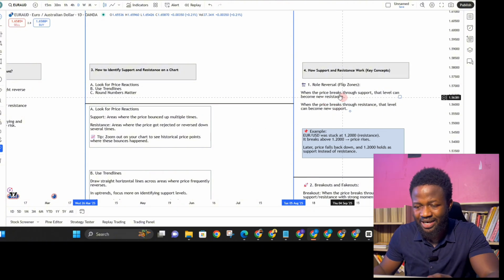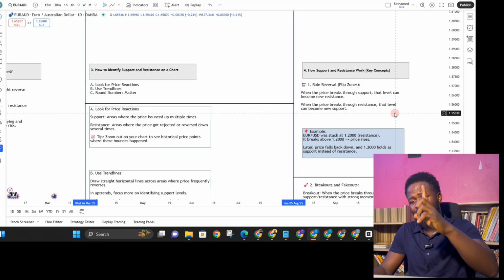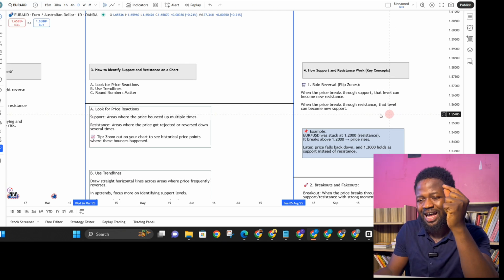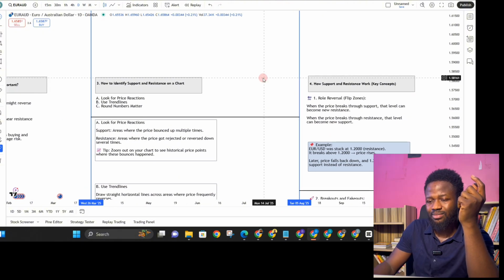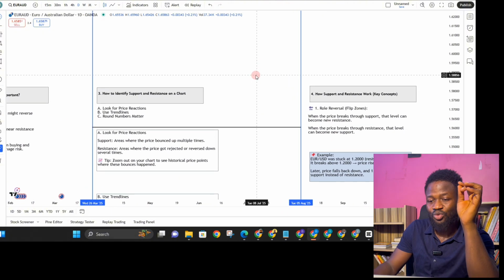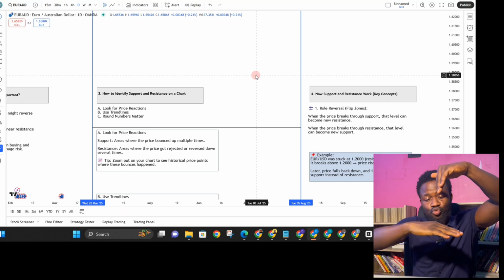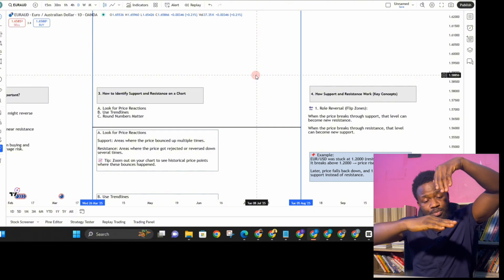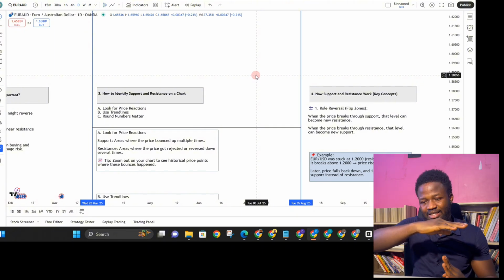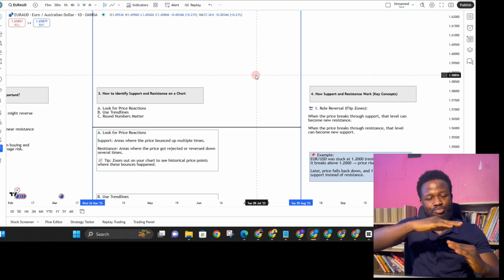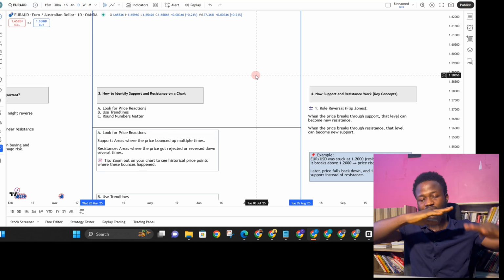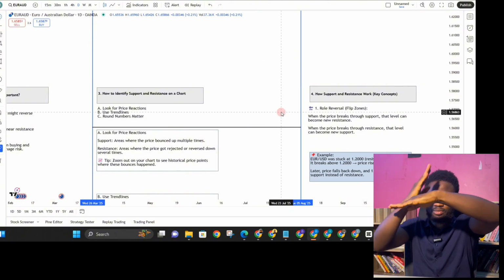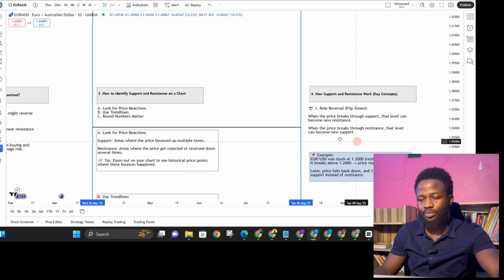Whenever you hear price, we are talking about the market. When the price breaks through support, that level can become new resistance. Let that sink in. When the price breaks through support, break like this, boom. Normally we said it will come and go back, but it breaks and it could now become a resistance. It could break this place and could not come back up again. That place has become a resistance, right? When the price breaks a resistance as well, it can become a new support, right?